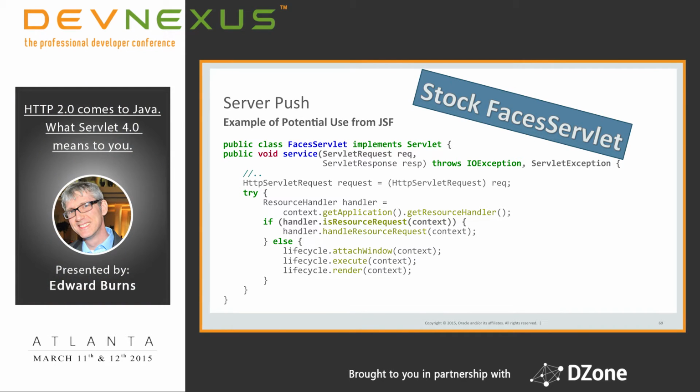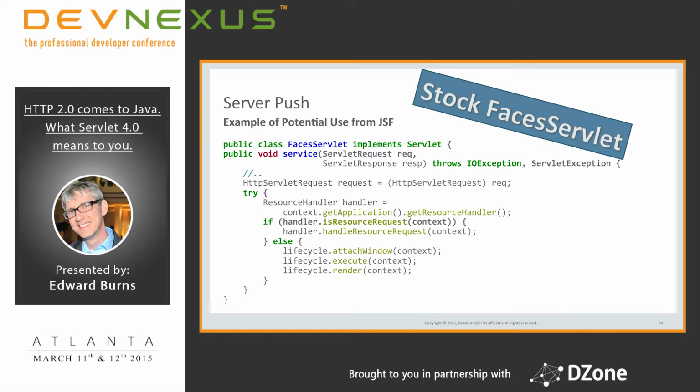JSF has a front controller called Faces servlet, and the specification says that it operates in basically two modes. One mode is if it's a resource request, then just serve up the resource, like the style sheets and images. Or if it's not a resource request, do the regular request processing lifecycle here.